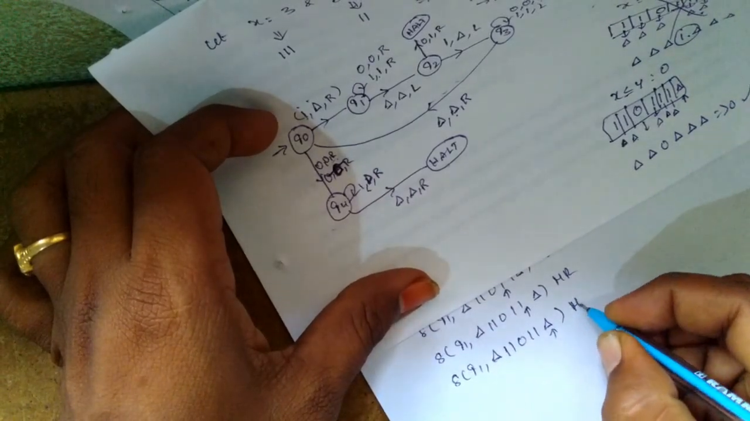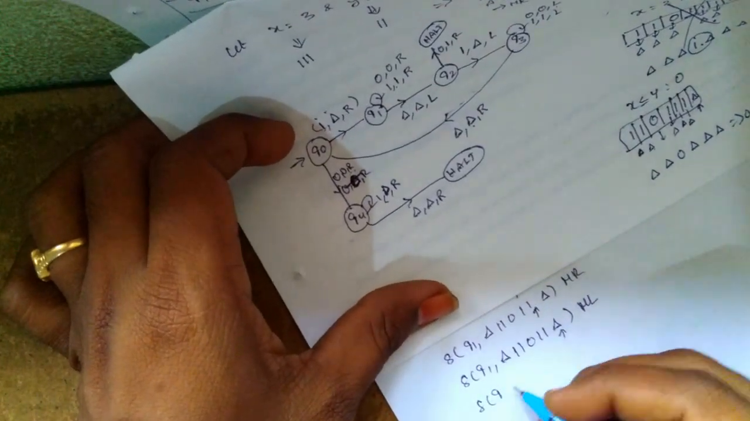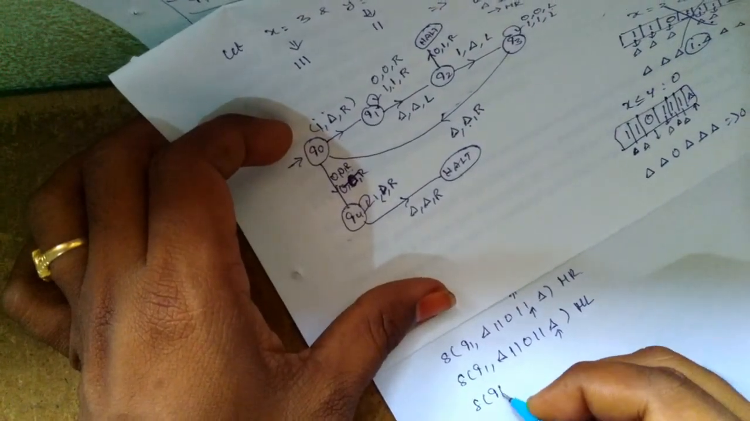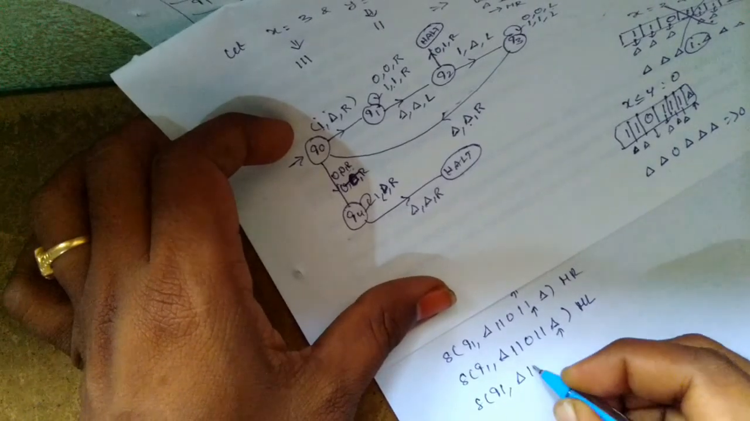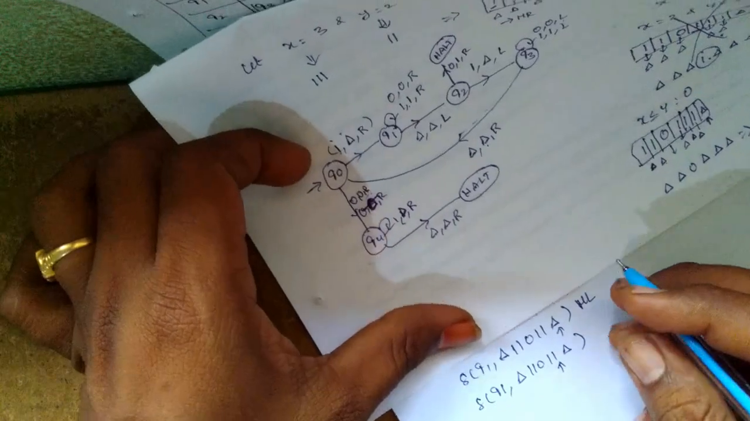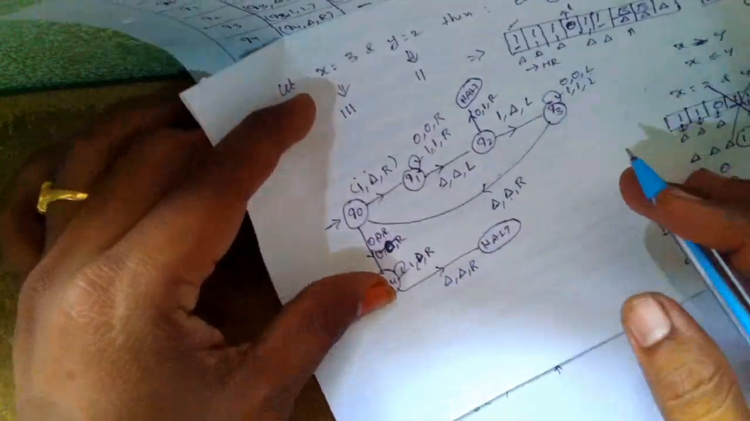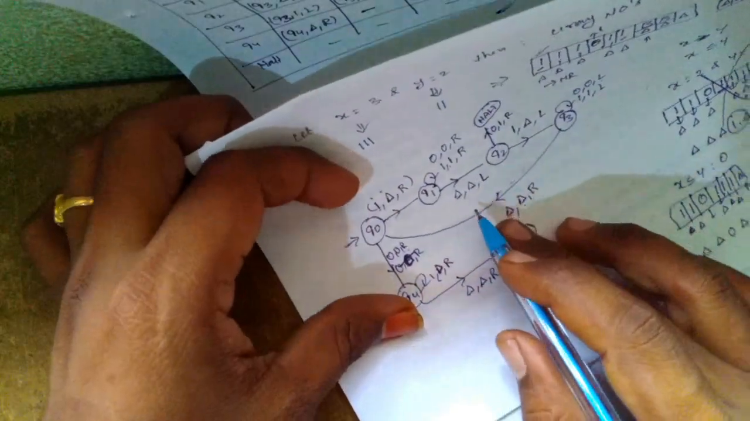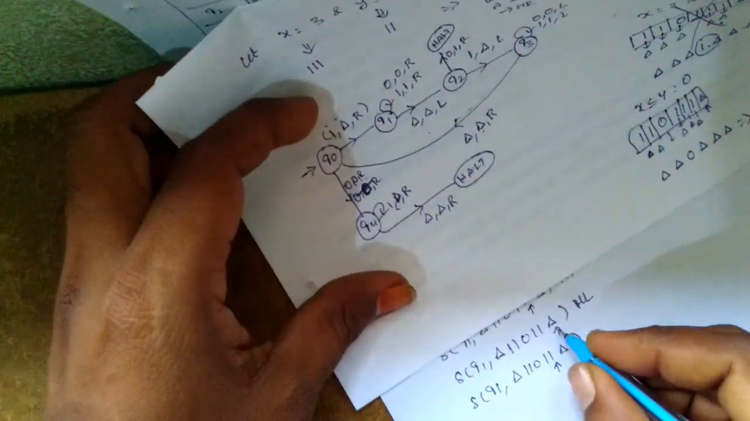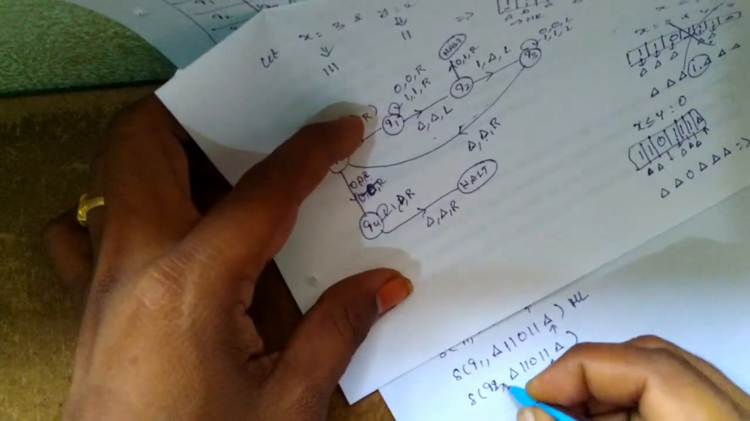Now we move left. Del of Q1 comma del 1 1 0 1 1 del. Now the head is here. From Q1, the input is del, and we move left and go to the next state, Q2.